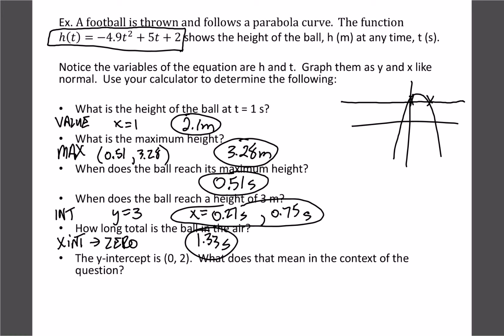And that's almost it. It's asking the y-intercept. So our y-intercept is up at the top of the graph. Let me just zoom in on our graph here. We actually get a graph that does something like this. So this coordinate here is at (0, 2). It's asking, what does that mean in the context of the question?